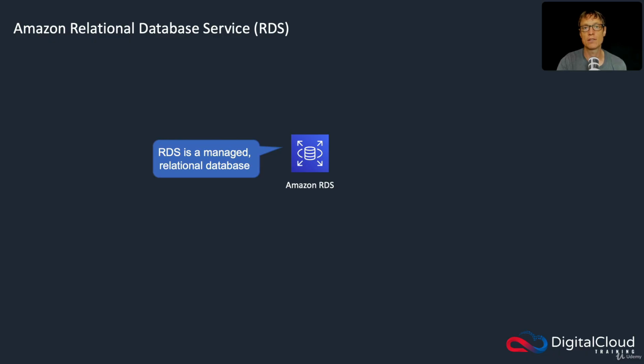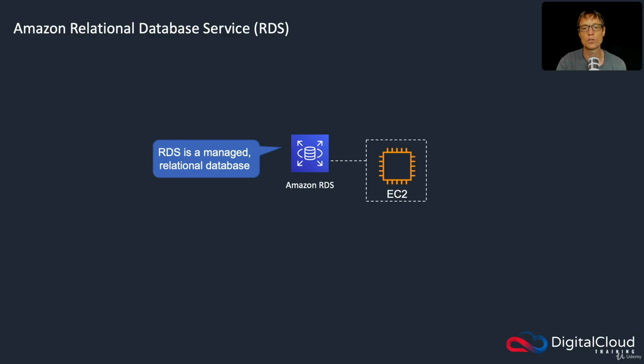So relational is a type of database which means that you have more of a rigid schema. The database defines the rows and the columns, and you have to define that at the outset and then stick to it. Whereas with a non-relational database, which we'll be covering also in this section, you get a lot more flexibility.